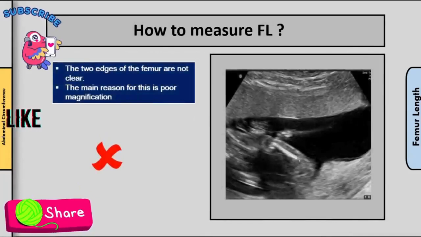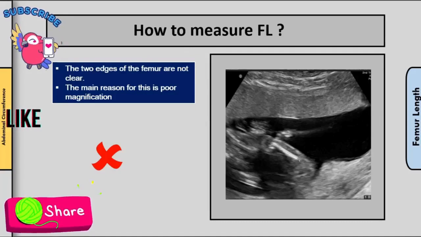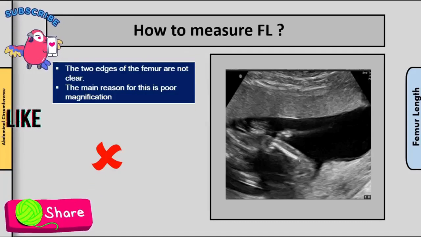This is an example of incorrect measurement of femur length. As you can see, the two edges of the femur are not clear. The main reason for this is poor magnification, leading to incorrect estimation of femur length.